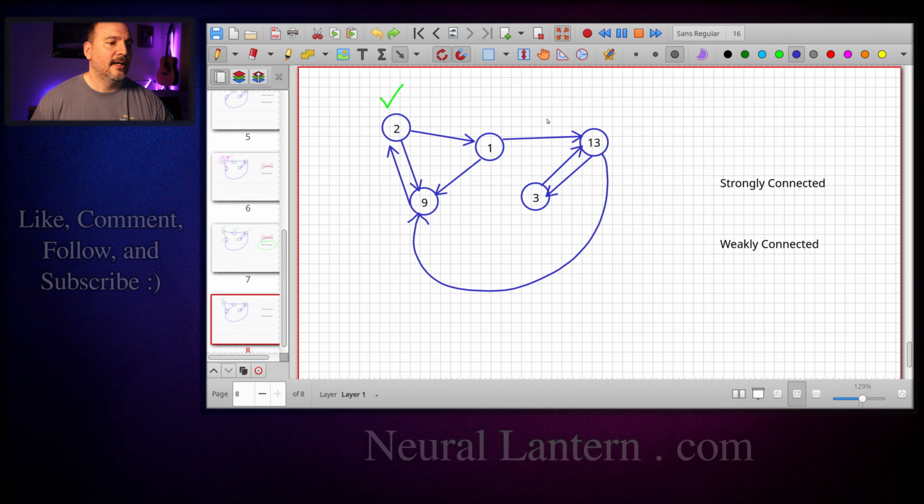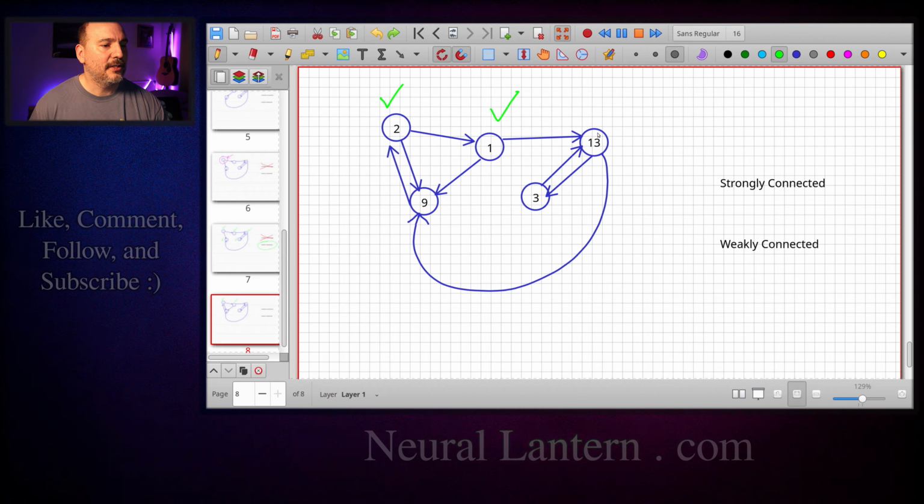So looking at the 1 node, it can now reach the 2 if we go through the 9. So that's good. Can the 1 reach the 9? Yes. Can the 1 reach the 13? Yes. Can the 1 reach the 3? Yes. Okay, so the 1 node can now reach every single other node. So now we're a little bit more on track for a strongly connected graph.